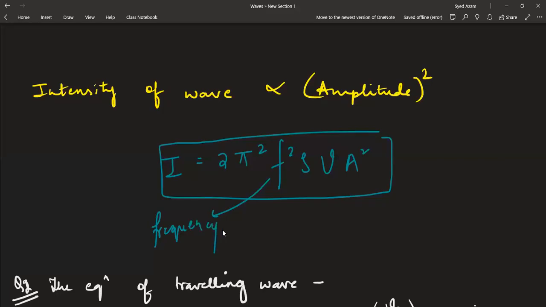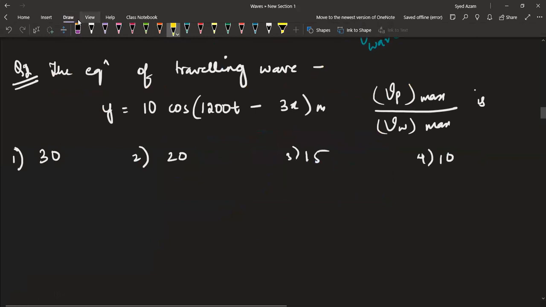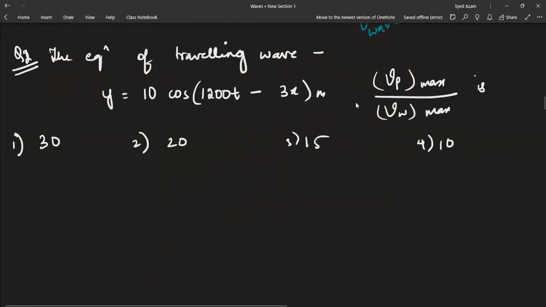This is not very important, I'm again saying this. So this is the density. This is the speed of wave. This is the amplitude. All right, now there's one very good question. The equation of the traveling wave is this. You have to find the ratio between the maximum particle velocity and the maximum wave velocity.